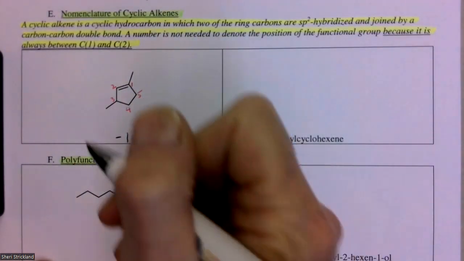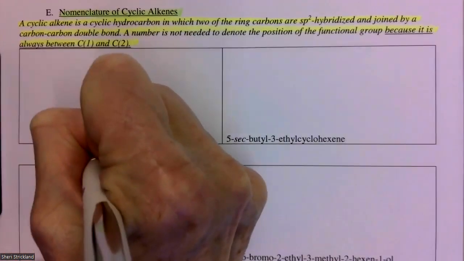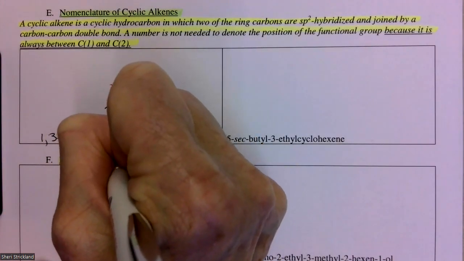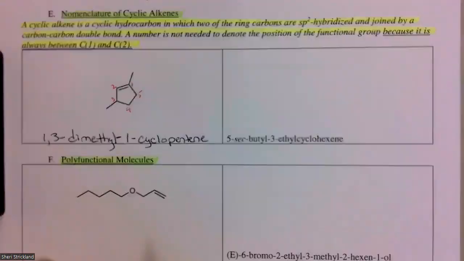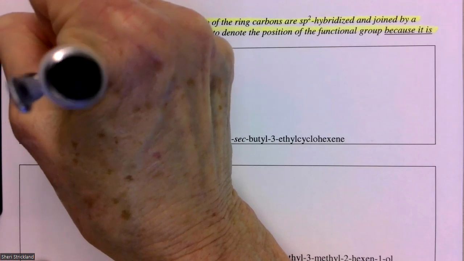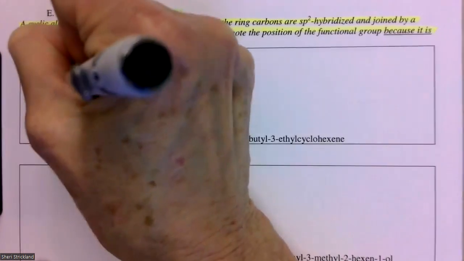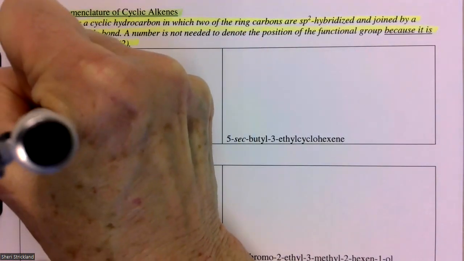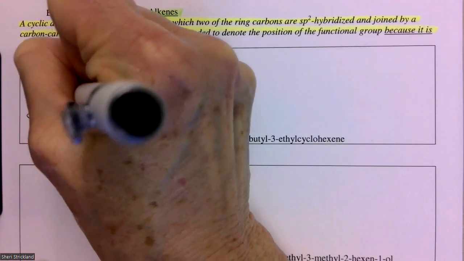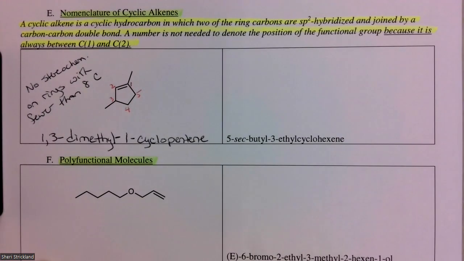Well, we've got those 2 methyl groups at carbons 1 and 3. So 1,3-dimethyl. Each methyl group gets its own number, and the di tells you that there are 2 of them. So no stereochemistry on rings with fewer than 8 carbons. Okay, if you had a cyclooctene, you'd have to tell me whether it was cis or trans, E and Z. But we don't have to do that today.